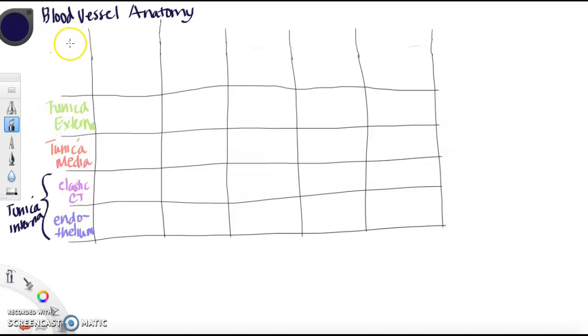So let's look at blood vessel anatomy first. We looked at a blood vessel, and there are specific layers that make up all blood vessels. Okay, the Tunica Externa, the Tunica Media, and the Tunica Interna.